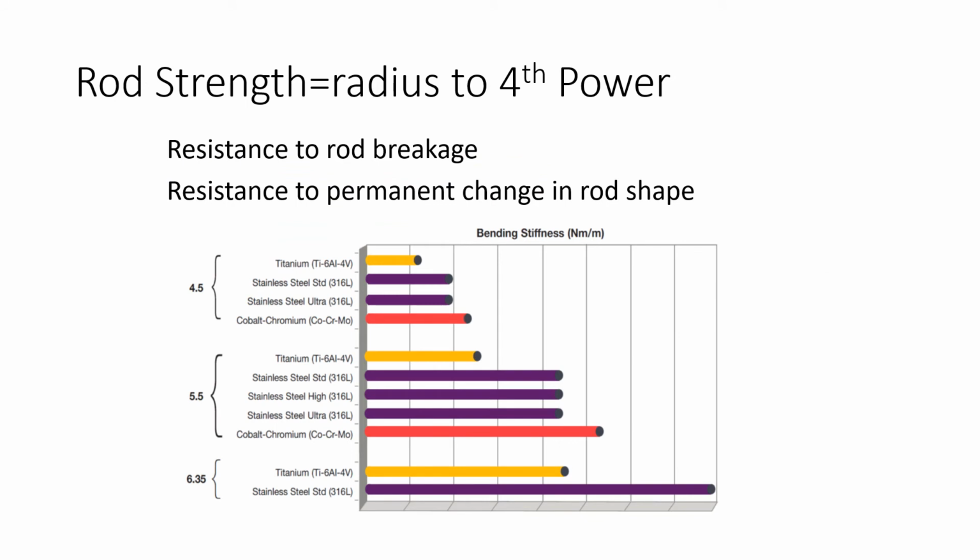As you increase the diameter of a rod, you increase the strength of the rod, and rod strength increases to the radius of the fourth power. You can see how a simple increase of 1 millimeter in diameter produces a significant increase in the strength and bending stiffness of a rod, whether it's titanium, stainless steel, or cobalt chrome.